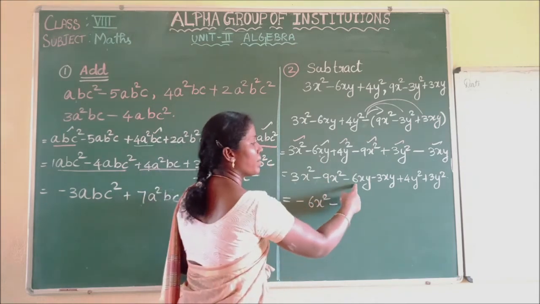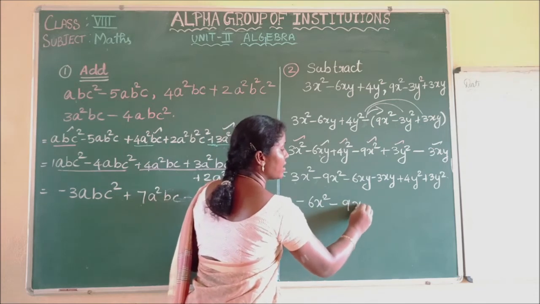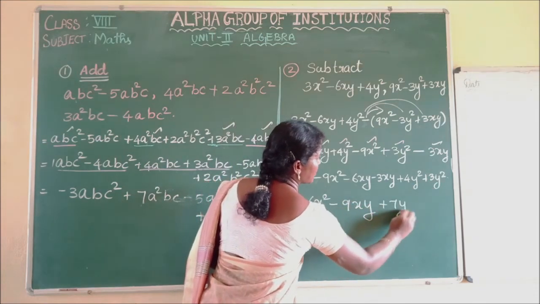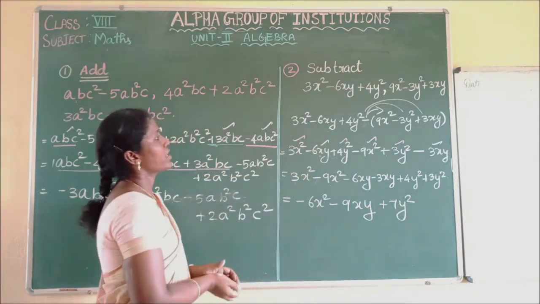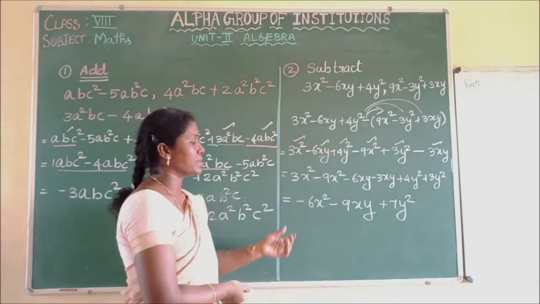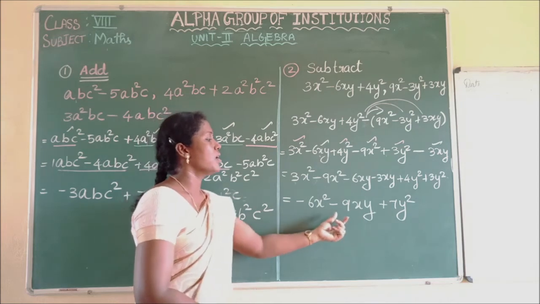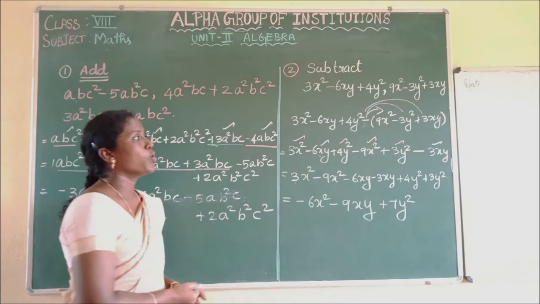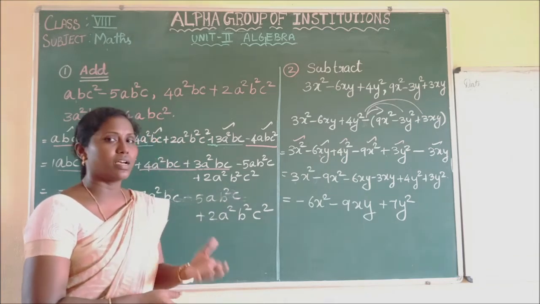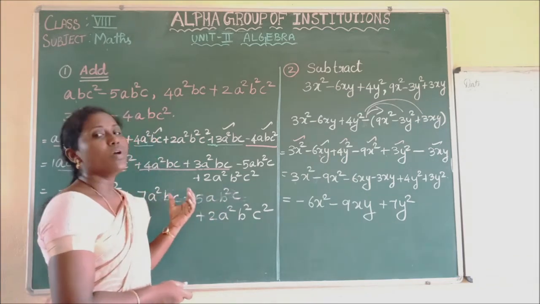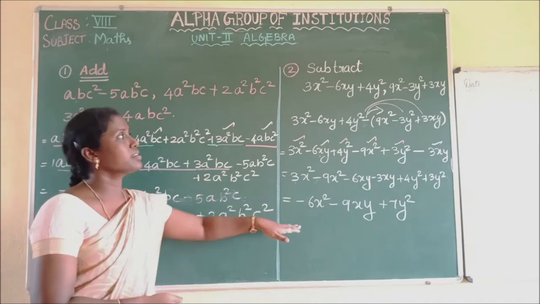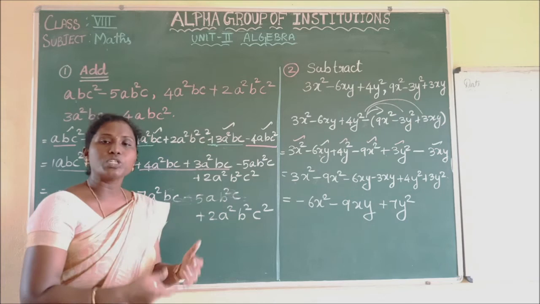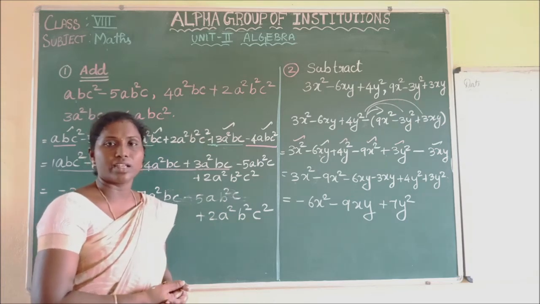And here minus 6 minus 3 is minus 9xy. 4 plus 3 is plus 7y square. So if you subtract these two algebraic expressions, the value is minus 6x square minus 9xy plus 7y square. Okay, I hope now you remember how to add and subtract algebraic expressions. With these two examples, you can recall what you have learned in the 7th grade, isn't it?